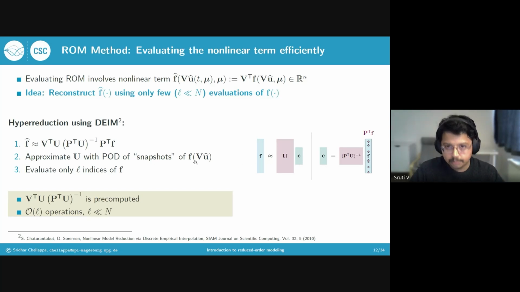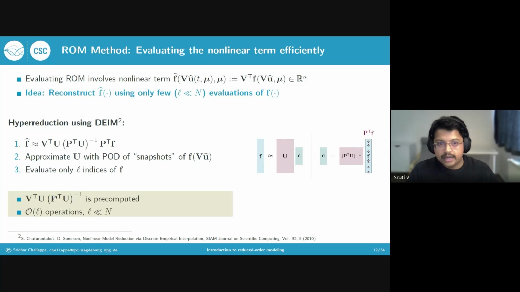You have to collect snapshots, once again, of the nonlinear function now, denoted by f of v times u hat. You collect data at many time and parameter instances and then perform a POD, and then you get this basis vector u, which you then combine with the partial function evaluation in the form shown here. The nice thing about this is that you can pre-compute all of this. The first factor can be completely pre-computed and stored during the training stage.